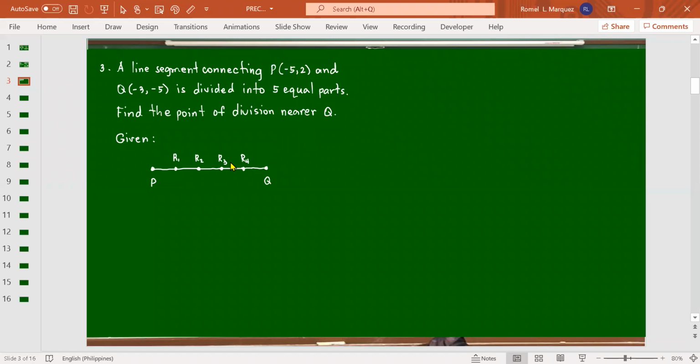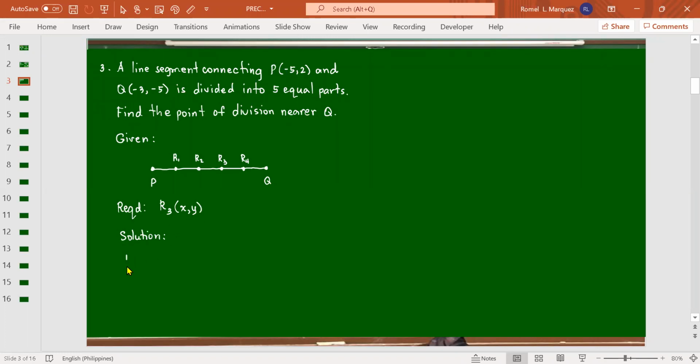Okay, so it means what? R3. Am I right, guys? Yes, sir. If nearest, R sub 4. Nearer to Q, next nearer, R sub 3. Farthest, R sub 1. Okay, guys? So we're looking for R sub 3, no? Let's call R sub 3 (x, y). Okay, guys?